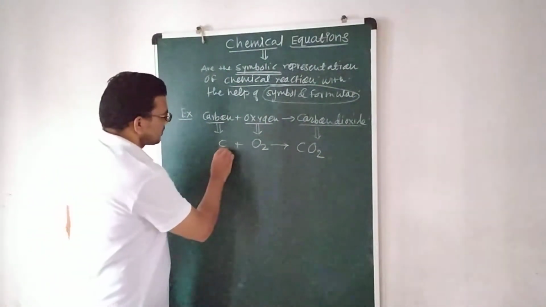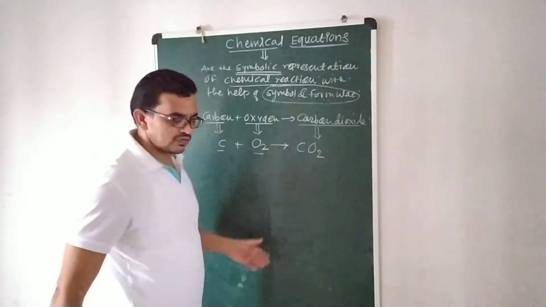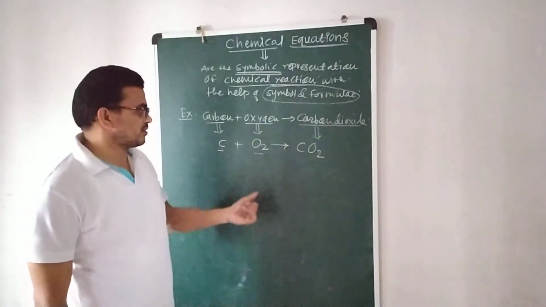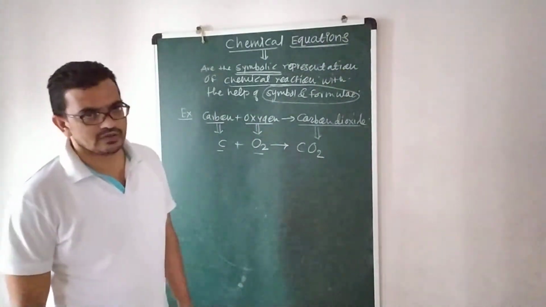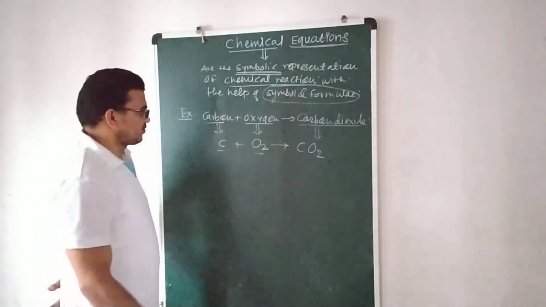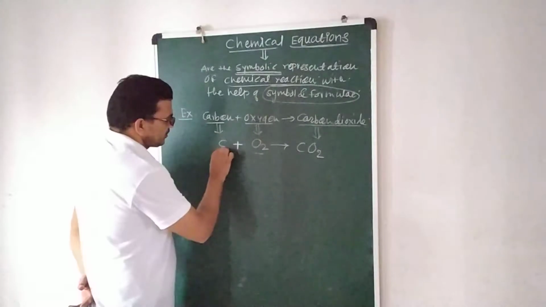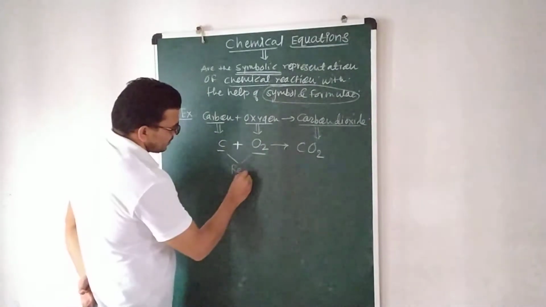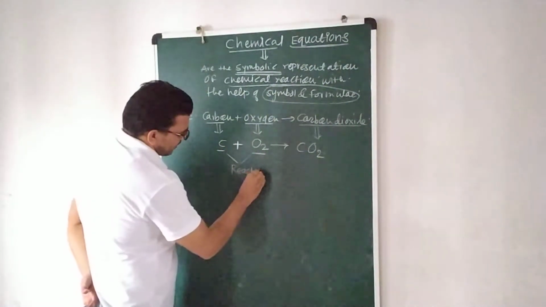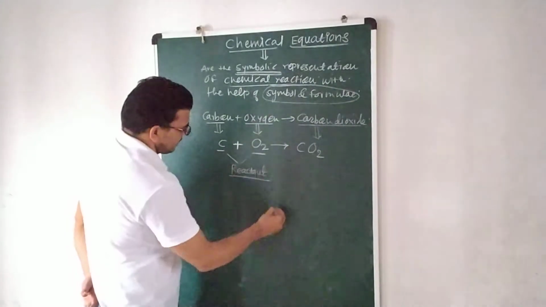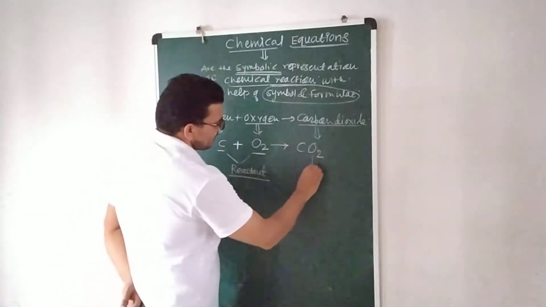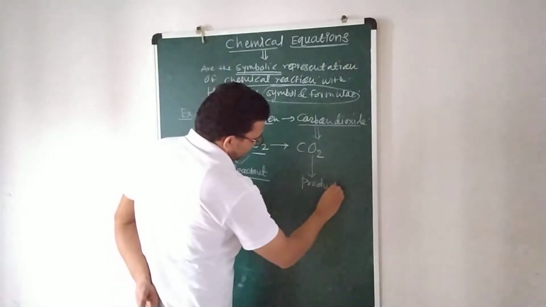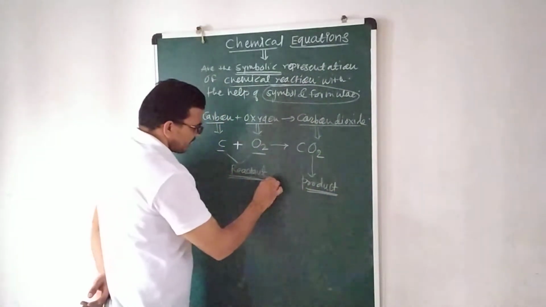Now you can see these are the symbols and the formulas. By the symbols and their formulas we have to represent the chemical reactions, and that is nothing but chemical equations. Now one important discussion we have to do here. Carbon and oxygen are the part of the reactant side, so this is the reactant part. While the part which is formed in this chemical reaction is the product side or product part.